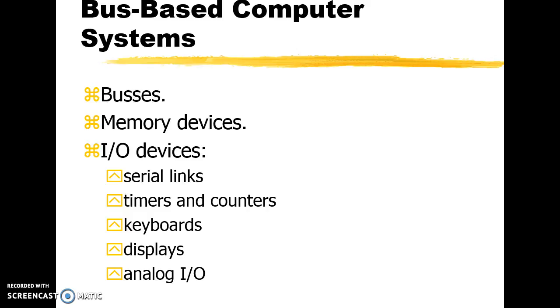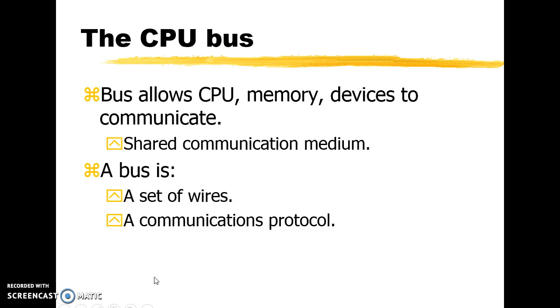Based on an understanding of the bus, we study the characteristics of memory components, also focusing on DMA. So, now these are all the bus-based computer components. It includes buses, a low speed bus and a high speed bus. Depending upon the device speed, we can use the bus for the memory devices and input output devices. The input output devices include serial links, timers and counters, keyboards, displays, analog input and output.